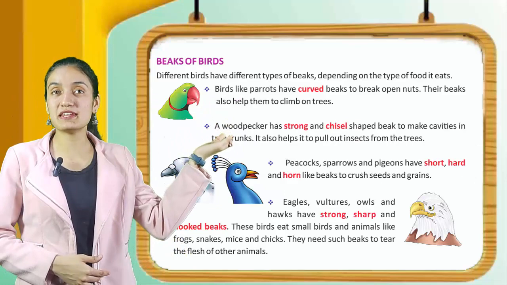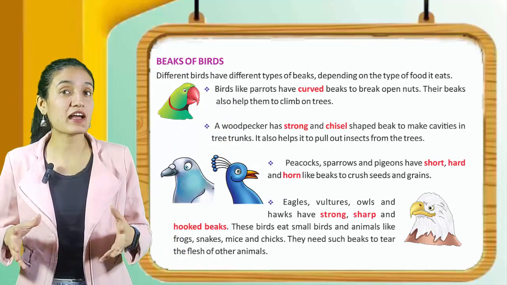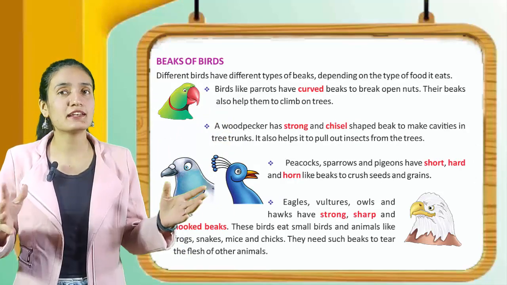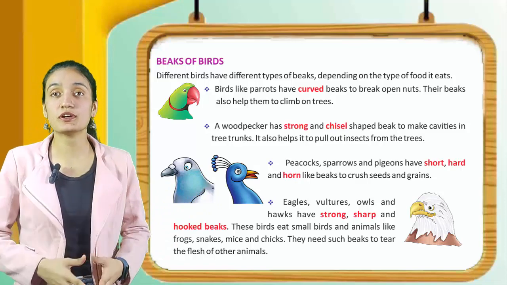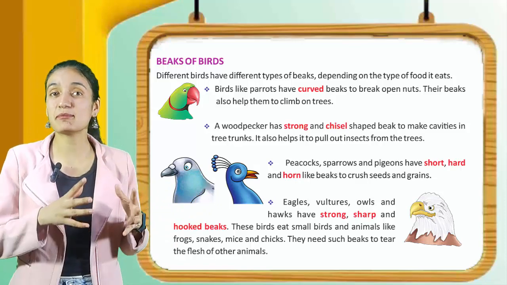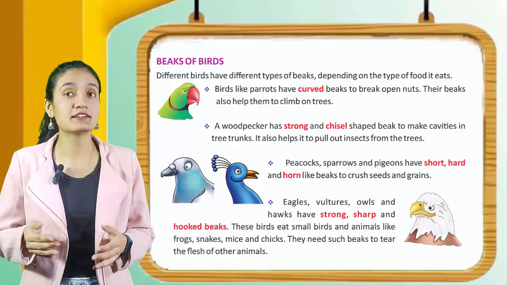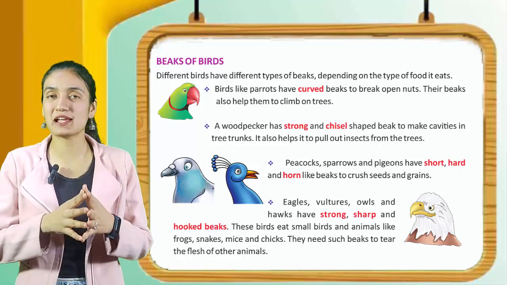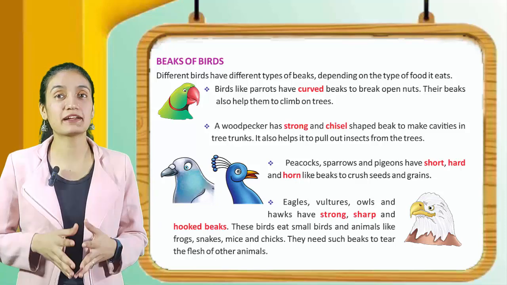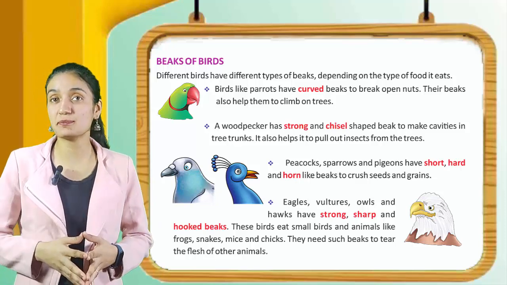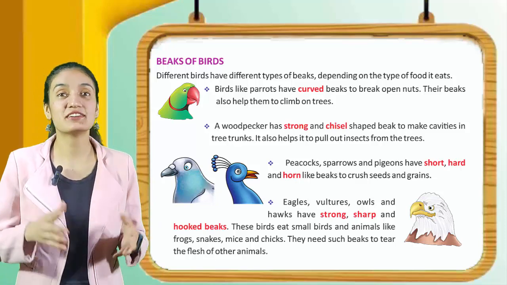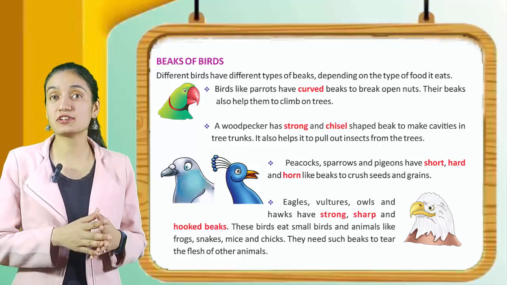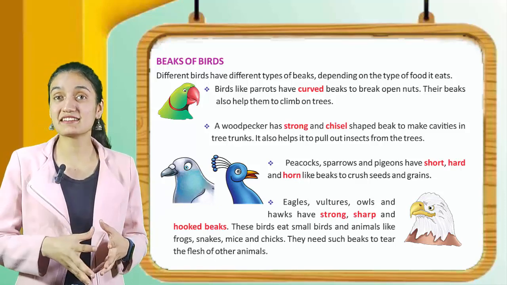Now let's see the beaks of birds. Different birds have different types of beaks depending on the type of food they eat. Birds like parrots have a curved beak to break open nuts. Their beaks also help them to climb on trees. A woodpecker has a strong and chisel-shaped beak to make cavities in tree trunks. It also helps it to pull out insects from the trees.